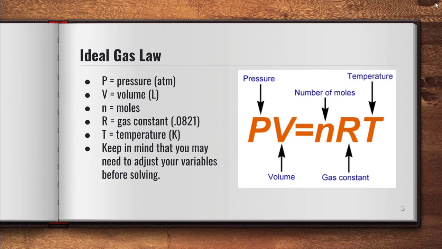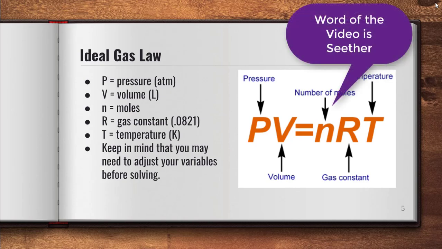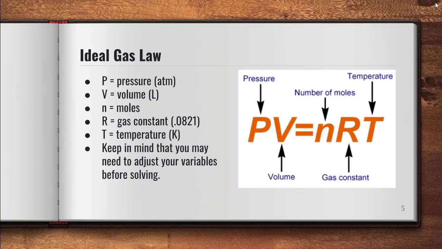Now keep in mind, you may need to adjust your variables before solving, so I may give you pressure in PSI, and then you would have to convert that to ATM to plug into your equation. Volume may be given in milliliters instead of liters. Instead of moles, I may give you grams or atoms. Temperature I could give you in Celsius. So albeit it looks like a pretty simple equation, and it is, you need to make sure that all of your variables are in the correct unit in order to proceed utilizing the ideal gas equation. Other than that, I give you four variables, you solve for the one you don't know.